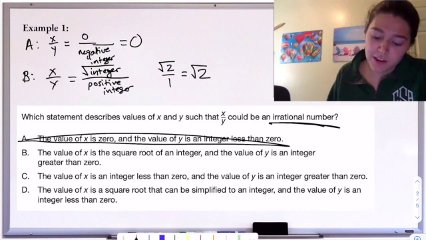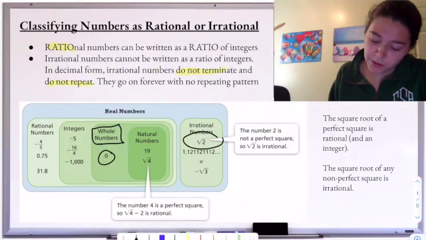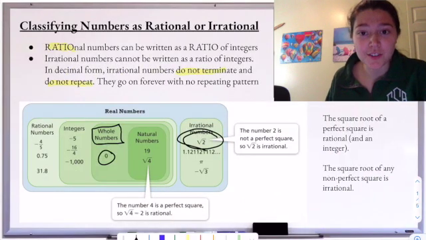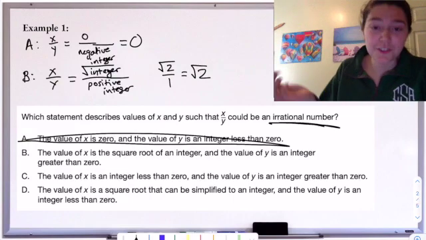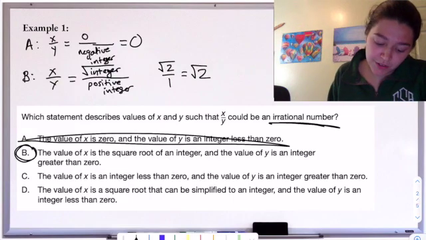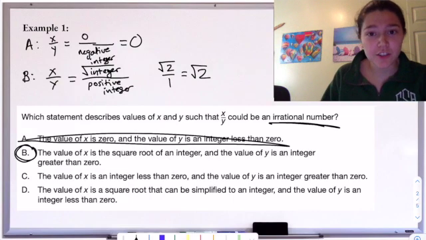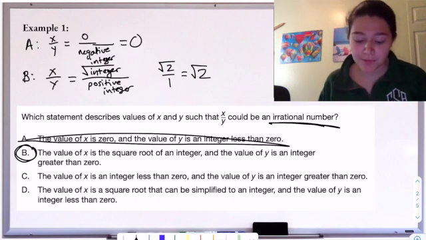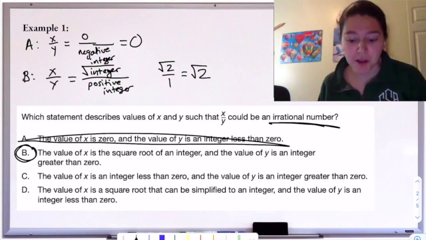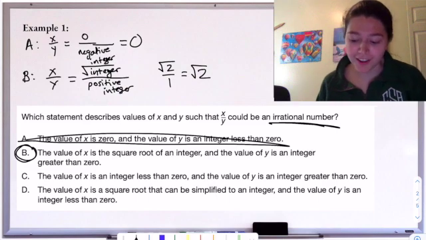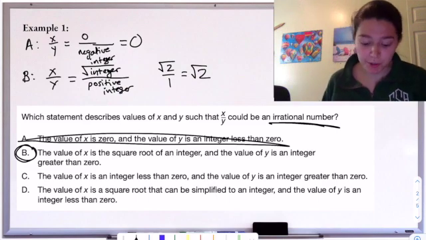And what did we say? Well, we said that the square root of 2 was an irrational number. So B is correct. B is a situation where we have the square root of an integer that we're going to get an irrational number. But let's take a look at the other 2 options quickly, just so we can see why those are always going to give us rational numbers.